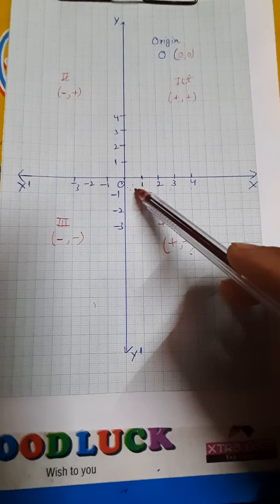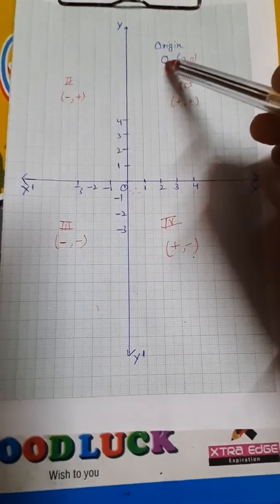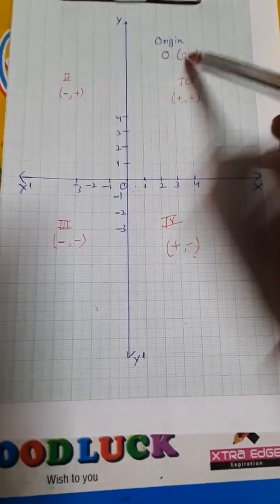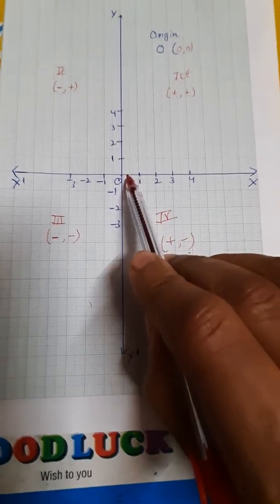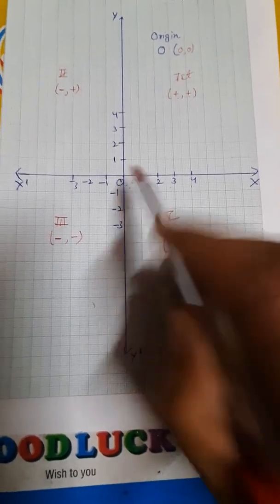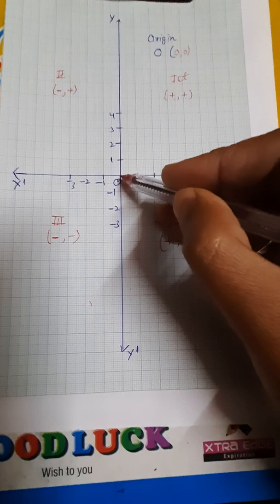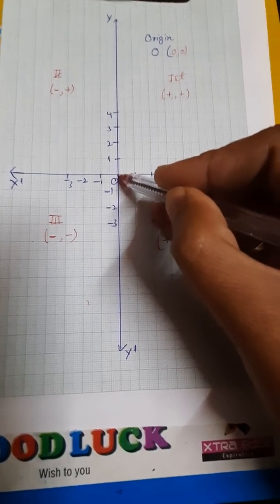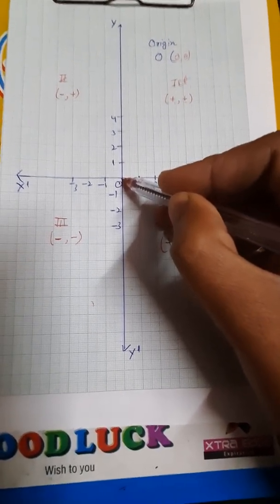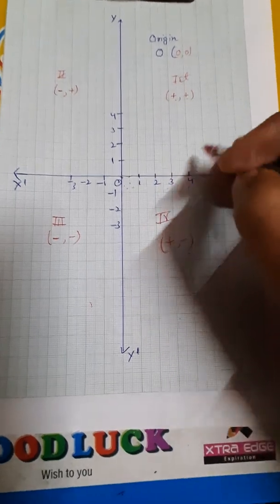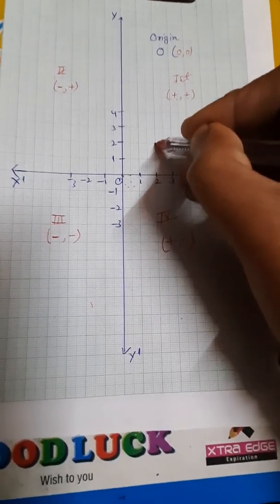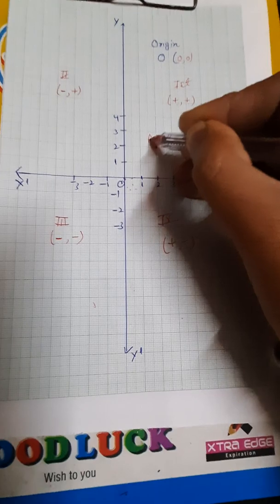O is called the origin. Coordinates of a point are the values of x and y. Here at the origin, x is 0 and y is 0, and the point is (0, 0). Now if we have to find any other point, how will we find it? Suppose we have to find this point. Name it as point A.